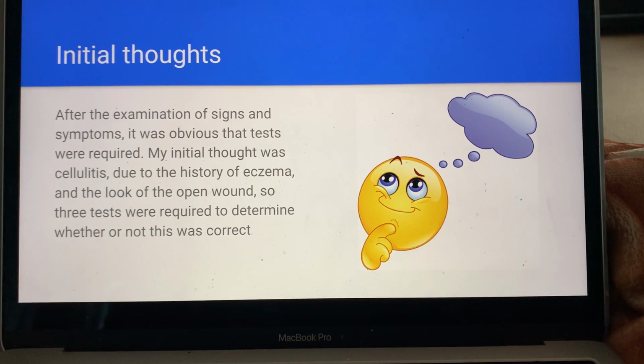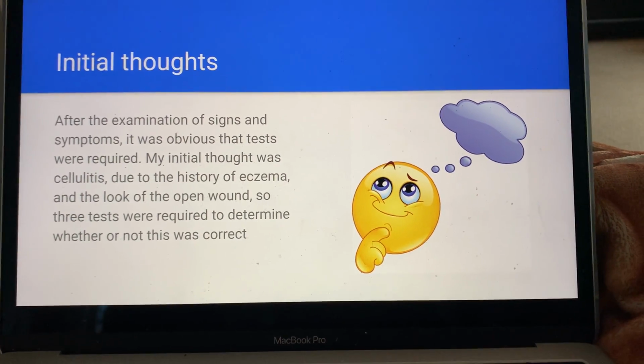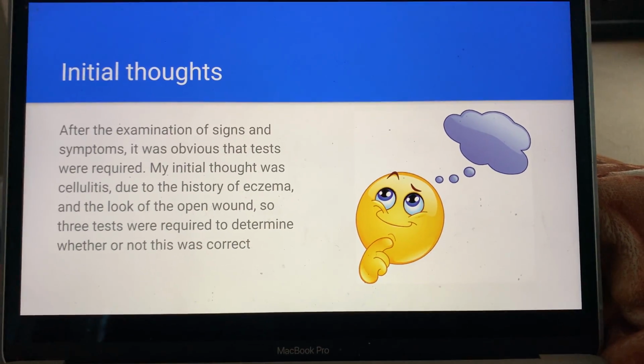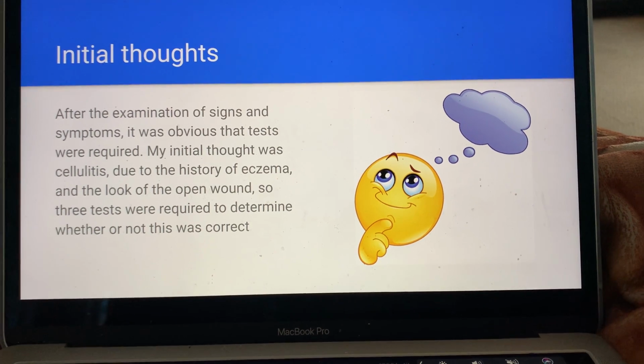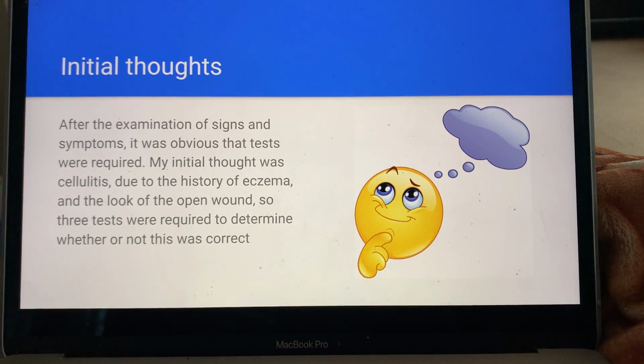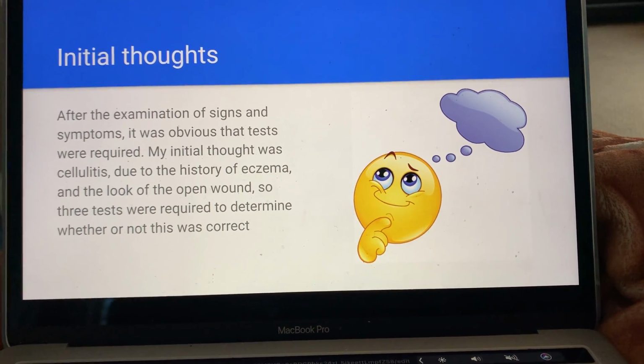So I had some initial thoughts. After the examination of the signs and symptoms, it was obvious that tests were required. My initial thought was that it was cellulitis due to the history of eczema and the look of the open wound. So I decided to do 3 different tests to determine whether or not this was correct, even though I was fairly certain it was.